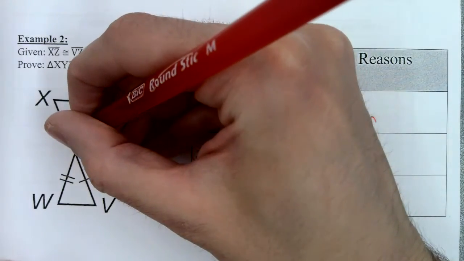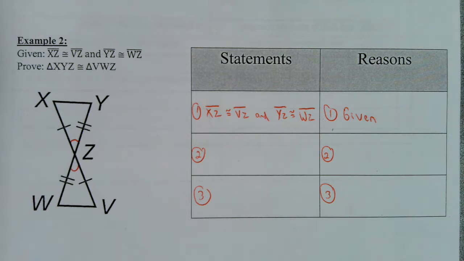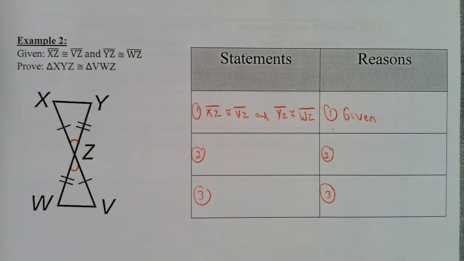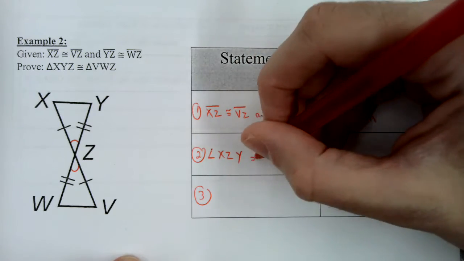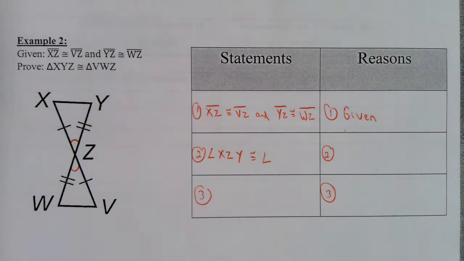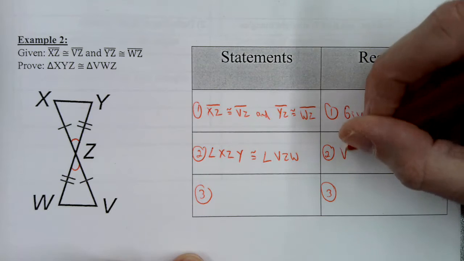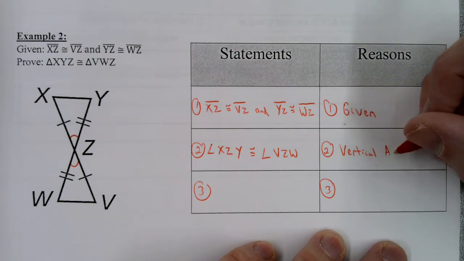So now you have to ask yourself, what other piece of information can you get from the diagram? You should know that this angle and this angle are congruent because those are vertical angles. Now, when you name those angles, you're going to have to make sure you use 3 letters and make sure Z is in the middle because that's the vertex. So I will say angle XZY is congruent to angle VZW. That is the vertical angle theorem. All vertical angles are congruent.